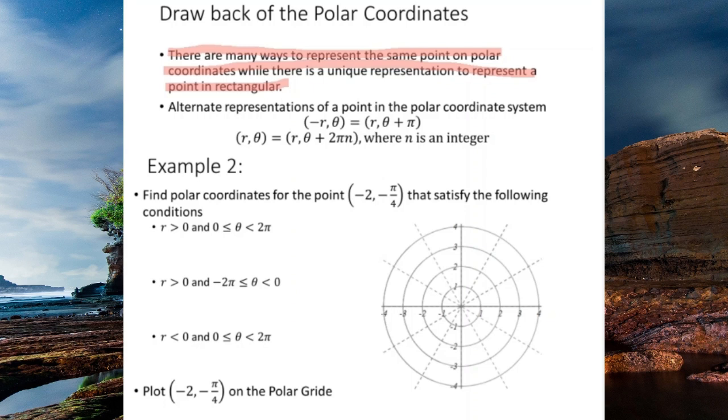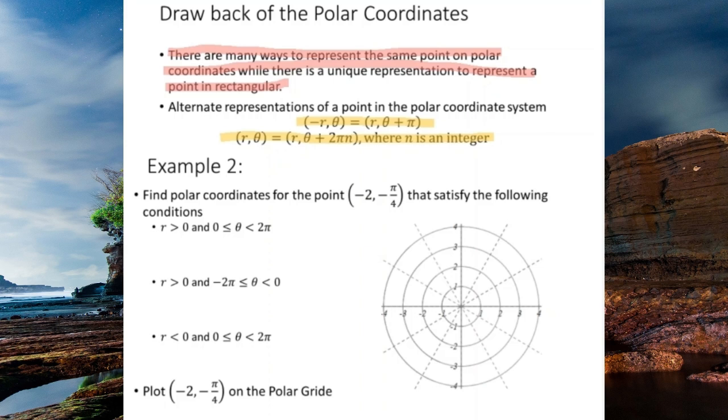It often helps to alter the representation of a point to make it more convenient to work with. The ways we can alter points are the following. (-r, θ) equals (r, θ + π). If our r is negative, we can make r positive by adding π to our angle. The second way we can alter the representation is based off of coterminal angles. (r, θ) is equal to (r, θ + 2πn), where n is an integer. So if θ is too big or too small, we can subtract or add multiples of 2π to make the angle fit between 0 and 2π, or whatever conditions we wish.